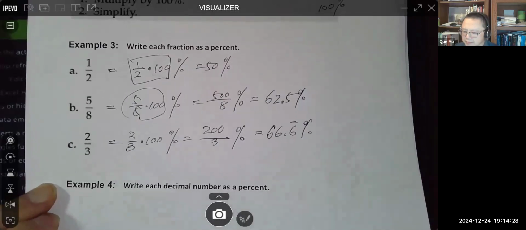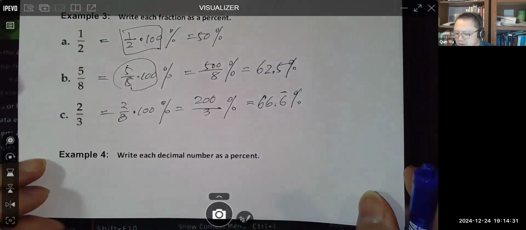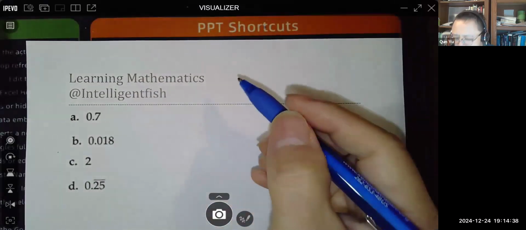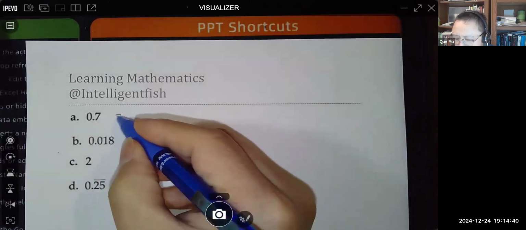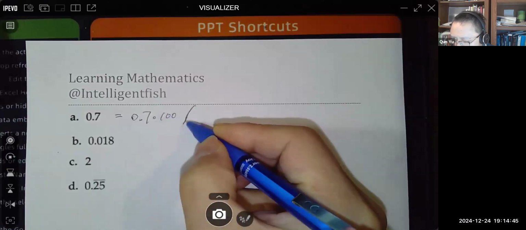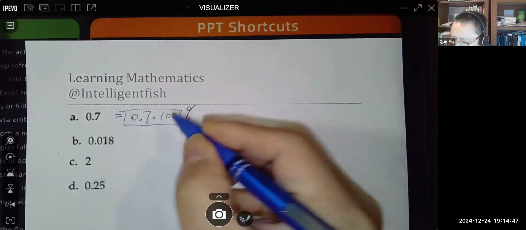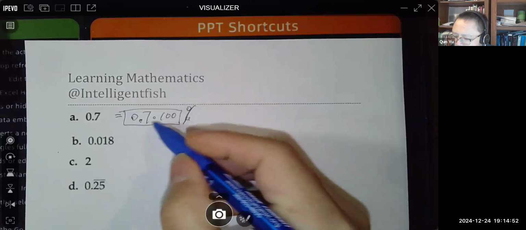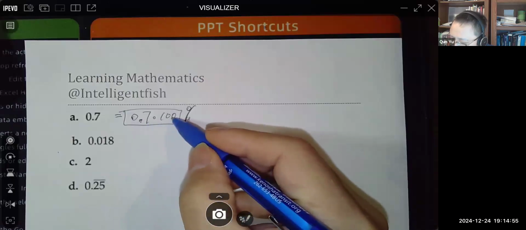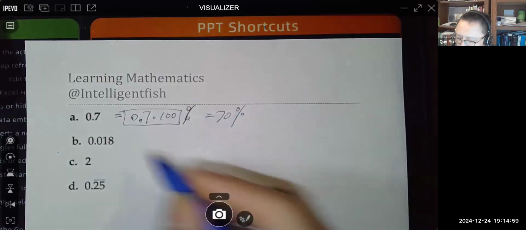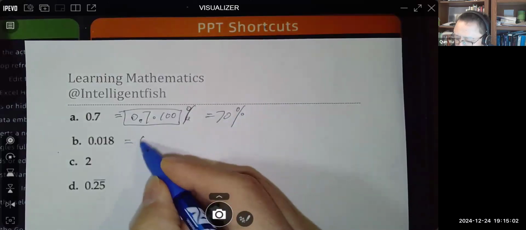Now, another example down here: write each decimal number as a percent. So we just convert these 4 decimal numbers to percent. This is the last part of this video. We do exactly the same thing, 0.7 times 100%. When you multiply by 100, you simply move the decimal point to the right 2 places because each place represents 10 times. 10 times 10 is 100, right? So this is 70%.